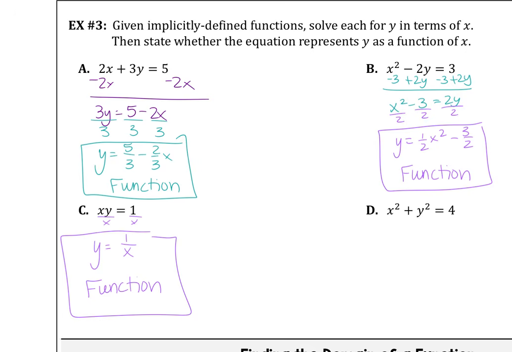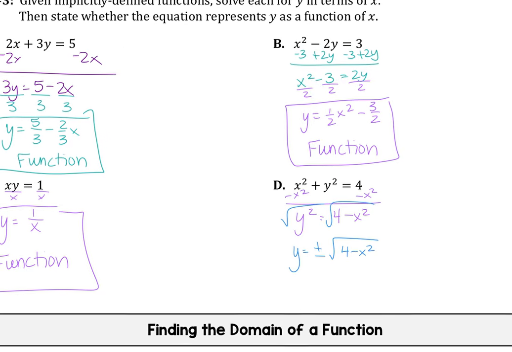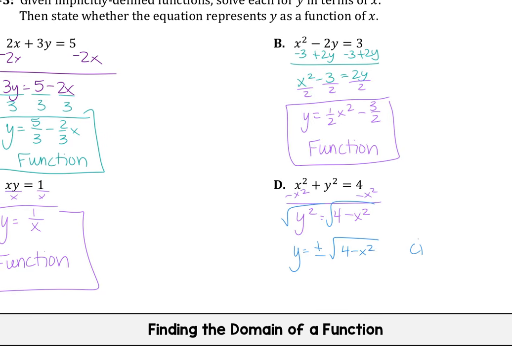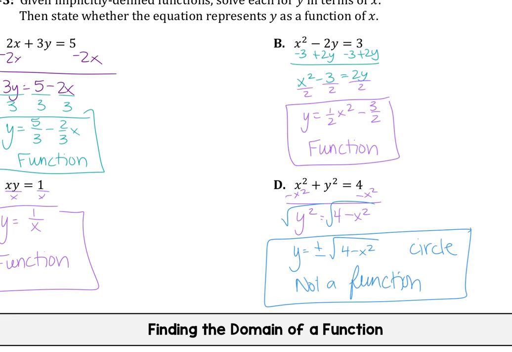Okay, subtract x squared over. So y squared equals 4 minus x squared. Square root. Y equals plus or minus the square root of 4 minus x squared. When you square root an equation with variables, you have to add the plus minus in there. Okay, this creates a circle as our graph. And circles are not a function. Okay. There we go.